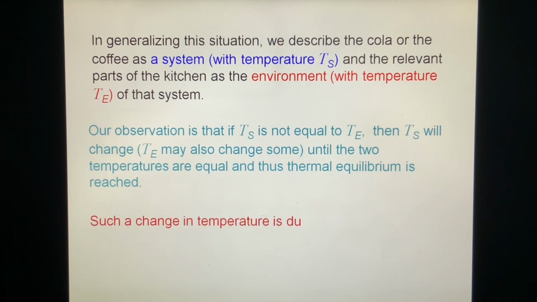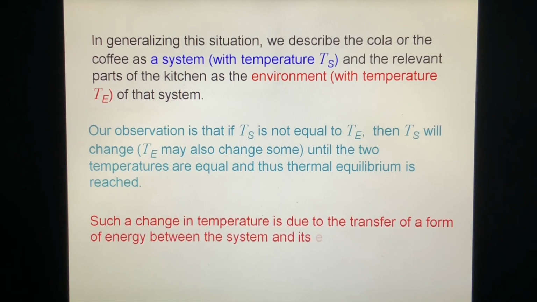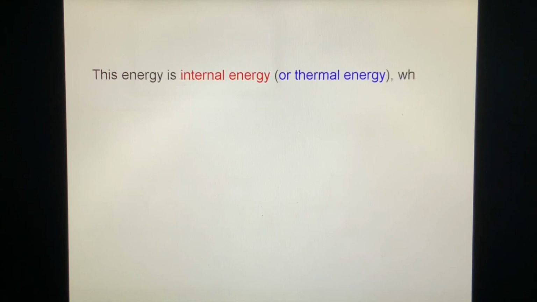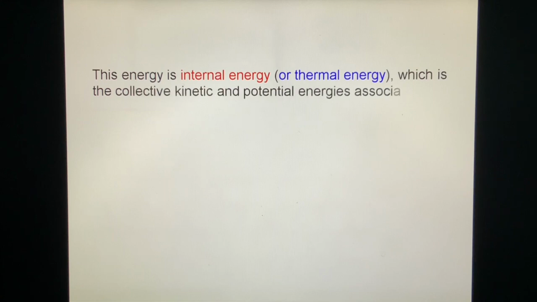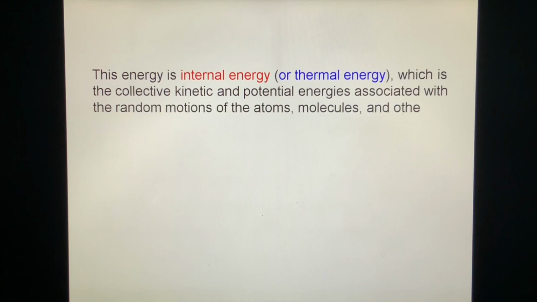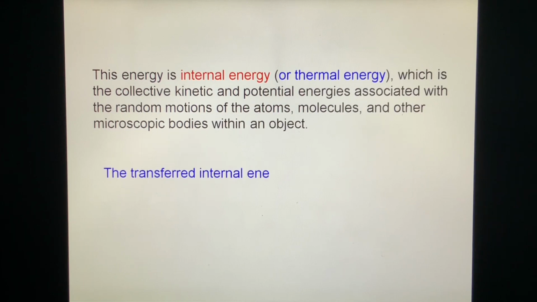Such a change in temperature is due to the transfer of a form of energy between the system and its environment. This energy is thermal energy or internal energy, which is the collective kinetic and potential energies associated with the random motions of atoms, molecules, and other microscopic bodies within the object. The transferred internal energy is called heat and is symbolized Q.